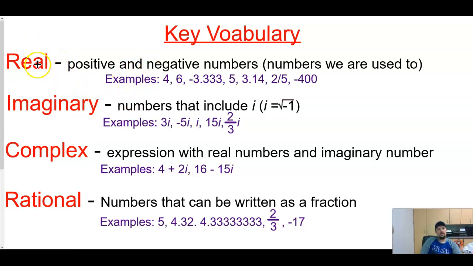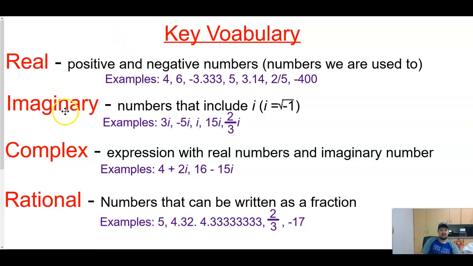So a real number is a positive and negative numbers. Meaning it's the numbers we are used to. So 1, 2, 3, 4, 5, 6, 7, 8, 9, 10. Negative 1, 2, 3, 4, 5, 6, 7, 8, 9, 10. Fractions, decimals. Basically, almost any number you could think of, it was considered a real number. So those are our real numbers.